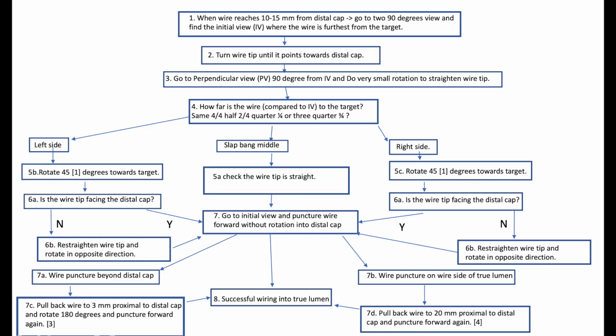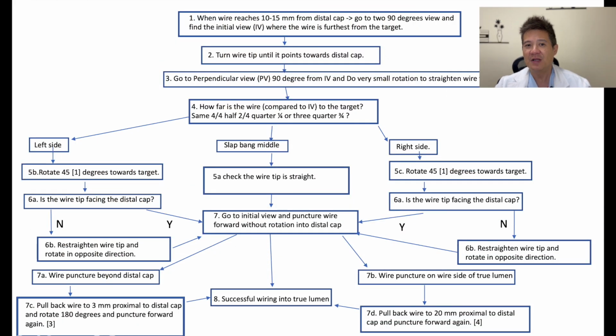On these two views, we look at which view the wire is further away from the distal true lumen. That we'll call the initial view, IV. The other view, 90 degrees away, would be the perpendicular view, PV. So if the wire is the same distance from the distal cap in both views, then it doesn't matter. Just pick either one as IV and the other one will be the PV.